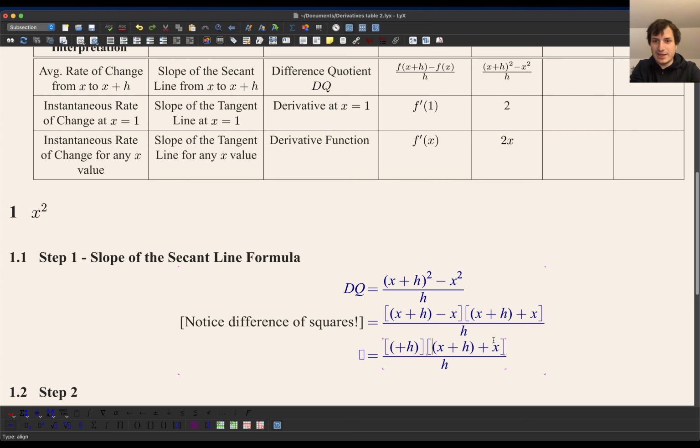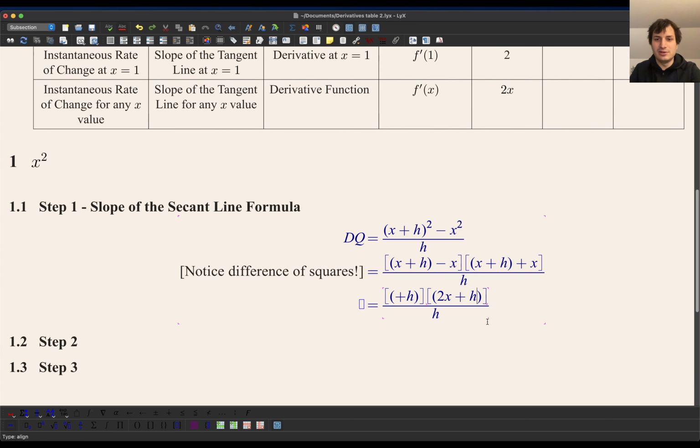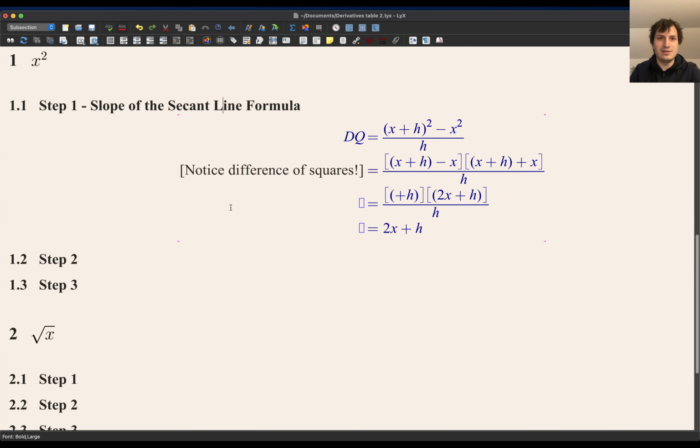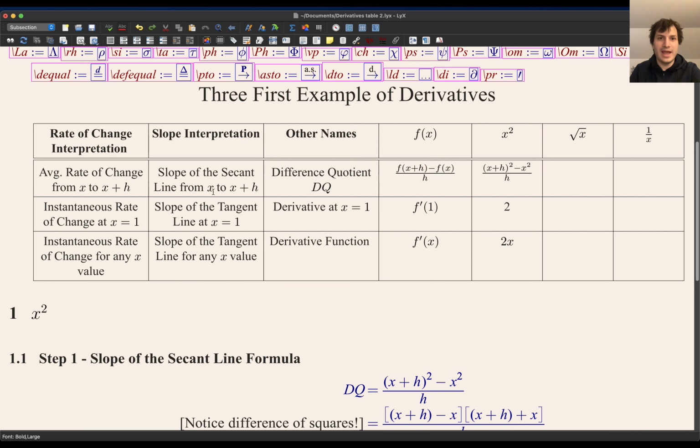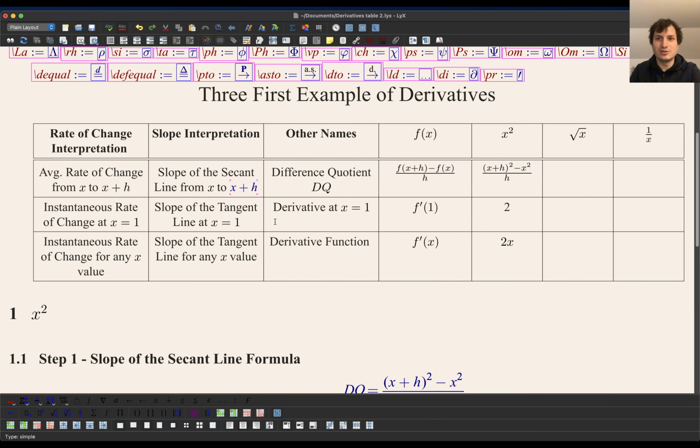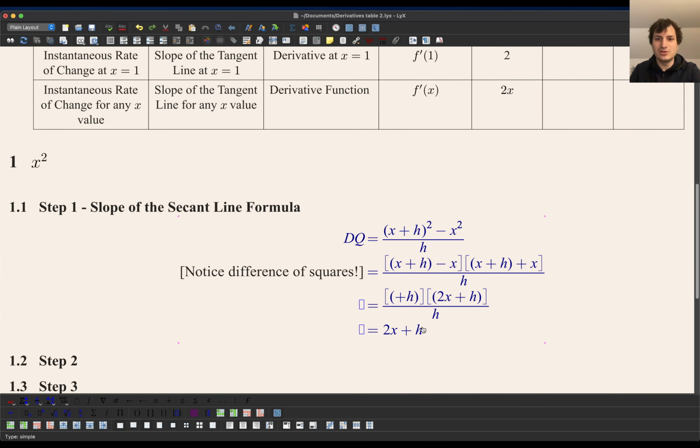In the second square bracket, I have an x and then I have another x. So I have altogether 2x, and I can cancel this one out. So that's what we have. And now we notice even more cancellations because over here I have an h, and here I'm dividing by h. So those cancel out, and we're left with just 2x plus h. So the difference quotient, the slope of the secant line, and that was from x to x plus h, is this nice formula, 2x plus h.